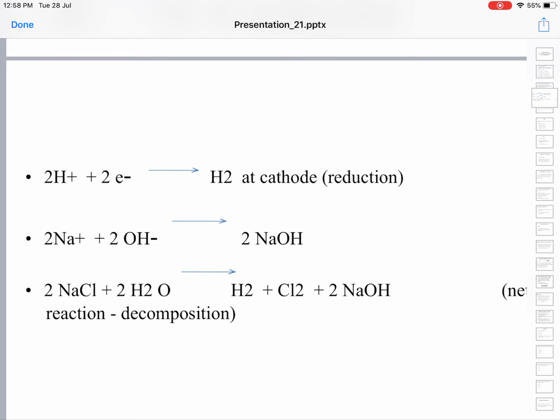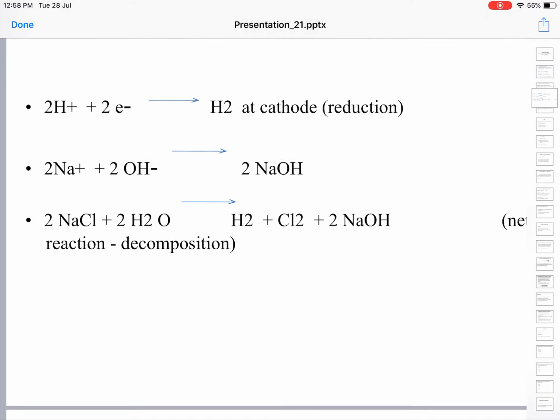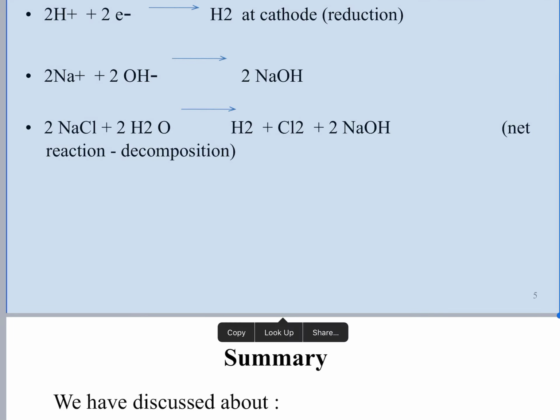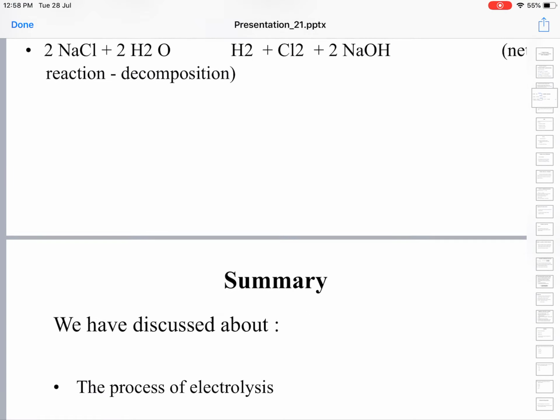Hydrogen gas is liberated at the cathode because the discharge potential of hydrogen is far less than that of sodium ions, and the sodium ions which are left over in the solution will combine with the hydroxyl ions present in the solution to give rise to NaOH, or sodium hydroxide. Okay, let us see the diagram. Diagram is not given. Okay, forgot to mention.